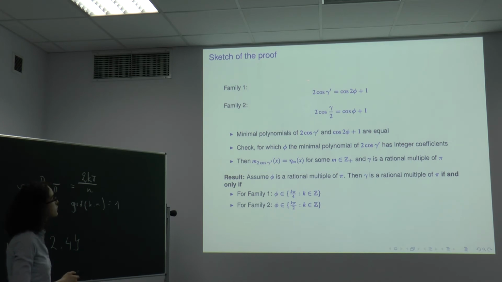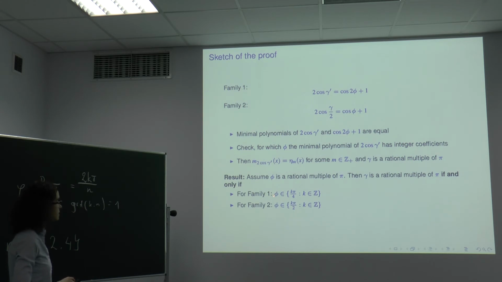And this is exactly what we did in our paper. So I again write down the trace equalities for the family 1 and the family 2. Compare the minimal polynomials, check for which angles phi the minimal polynomial of 2 cosine gamma has integer coefficients, and I obtain the following result.